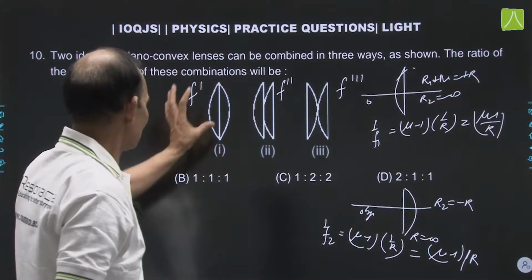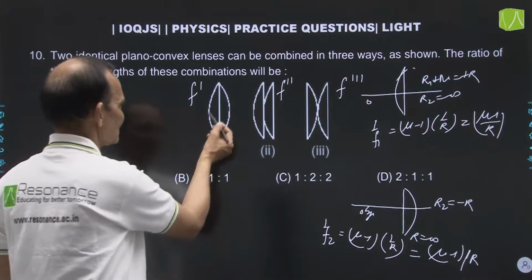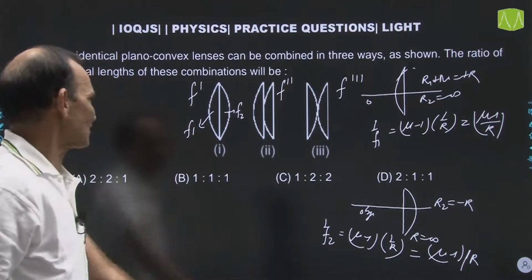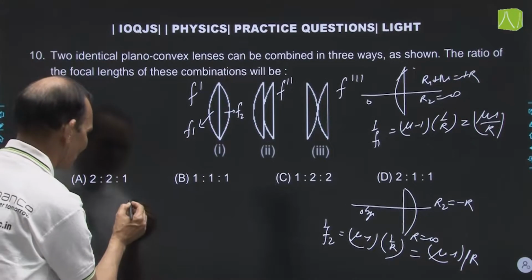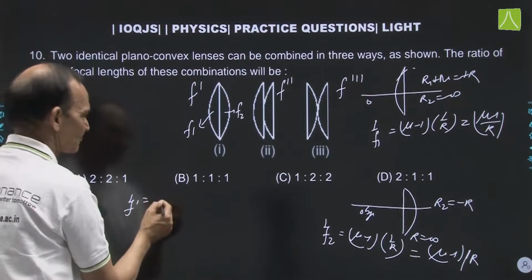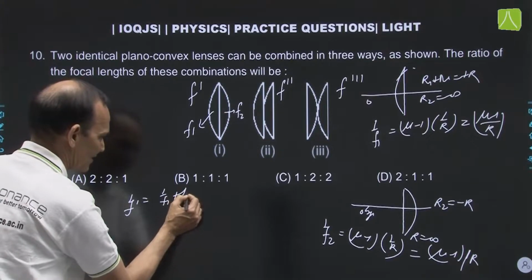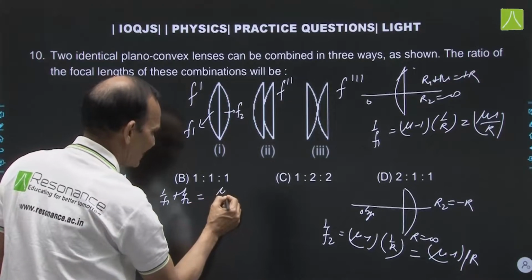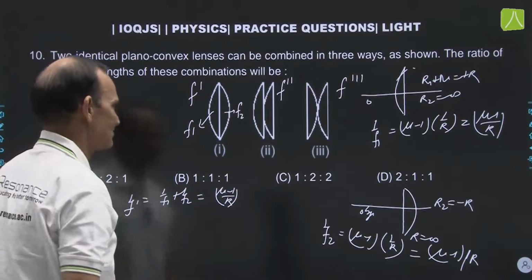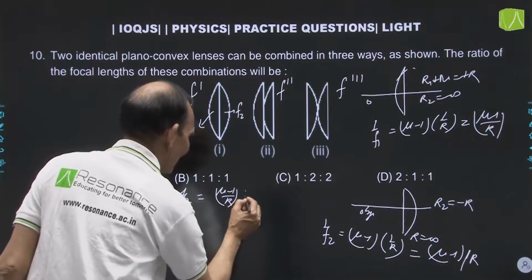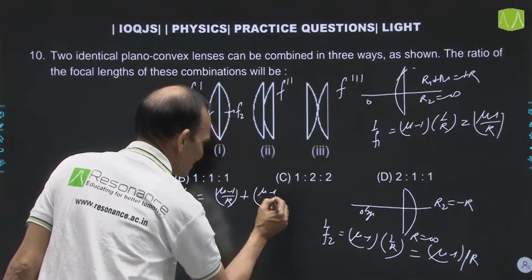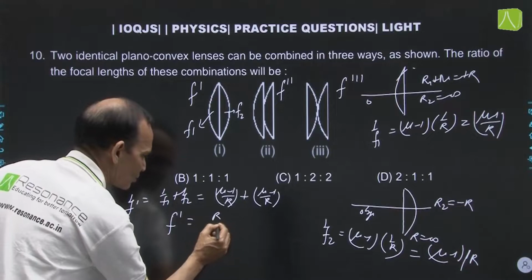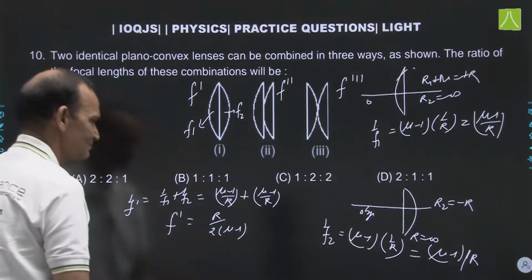Think about this one. This is made up of two lenses. Its focal length is f1, its focal length is f2. So what is the focal length of the combined lens? 1 upon f dash will be equal to 1 upon f1 plus 1 upon f2. We can find it. 1 upon f1 is mu minus 1 upon r, and 1 upon f2 is again mu minus 1 upon r. So what is the value? f dash will be equal to r upon 2 times mu minus 1. It is the first part.